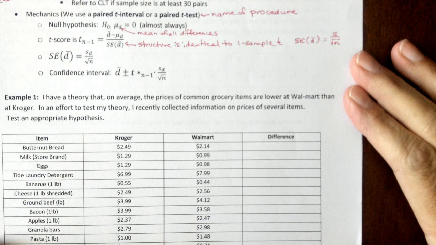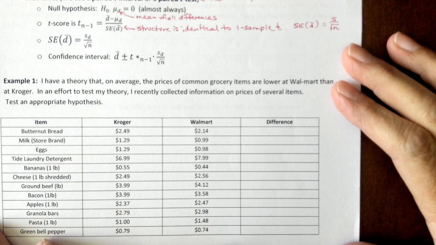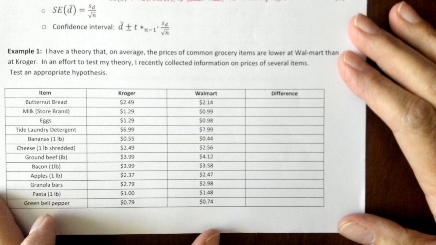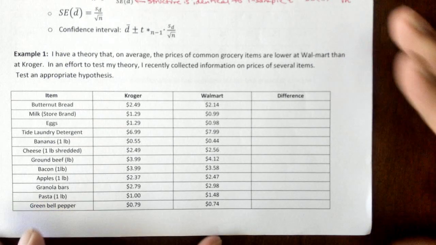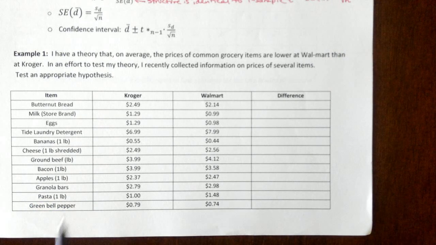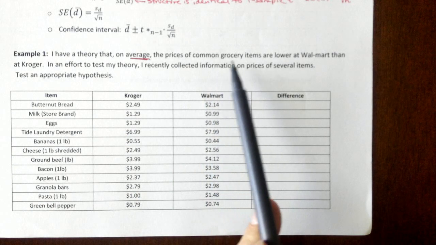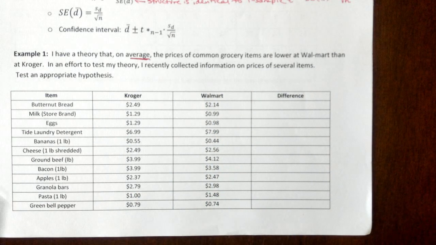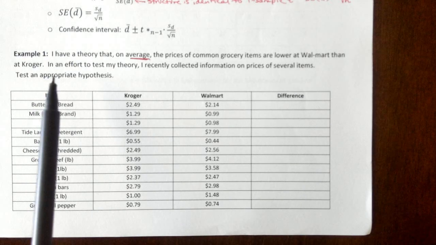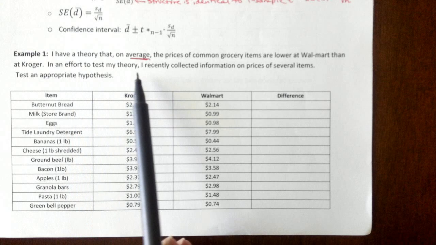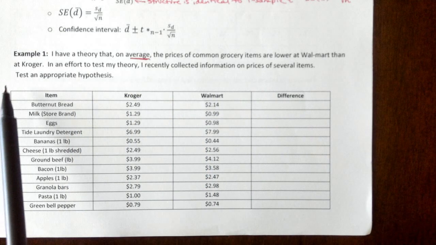Okay, so first of all, we're going to do the hypothesis test first this time. So we're going to kind of go at things backwards from the way we have been. So I have a theory that on average, and that's a really important word, that's how you know you're in quantitative world, the prices of common grocery items are lower at Walmart than at Kroger. This is old data from several years ago, so these prices have probably changed, probably some of them substantially. In an effort to test my theory, I recently collected information on prices of several items.